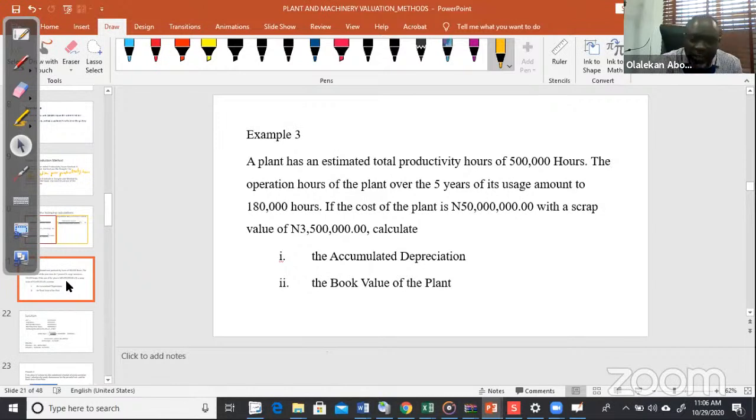A plant has an estimated total productivity of 500,000 hours. The operation hours of the plant over 5 years of its usage amount to 180,000 hours. If the cost of the plant is 50 million, with a scrap value of 3.5 million, calculate 1, the accumulated depreciation, and 2, the book value of the plant.